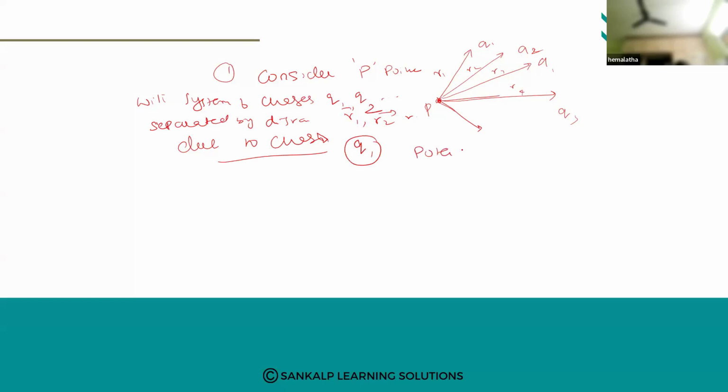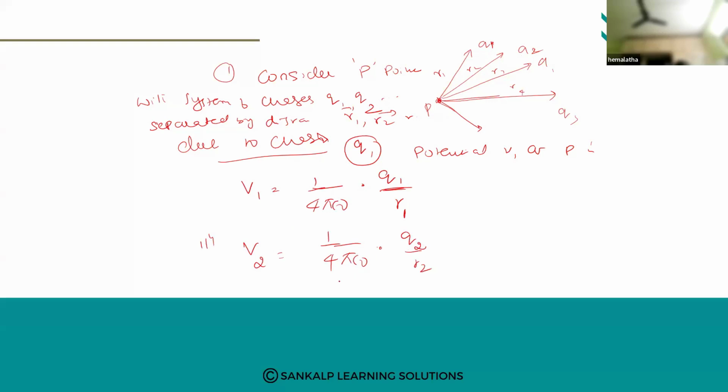Potential V1 at P is, okay, V1 is equal to 1 by 4 pi epsilon naught into Q1 by R1. Same thing continues. Similarly, V2 is equal to 1 divided by 4 pi epsilon naught into Q2 by R2. This will continue. Now, what is this?